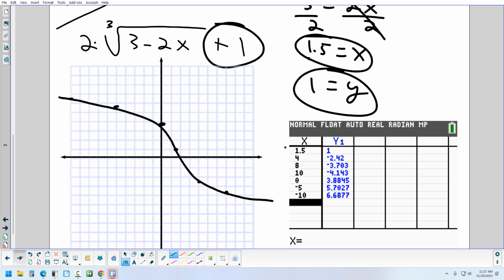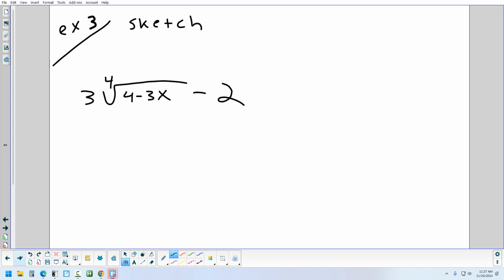Okay, so let's try an even root. So it's 3 times the 4th root of 4 minus 3x minus 2. How many transformations are there, just looking at that one? We're not going to write them out, but if I did ask, how many would you say? 5. There's a horizontal shift, a horizontal stretch, horizontal reflection, vertical stretch, vertical shift. So this one has a lot. It doesn't really complicate graphing it because we use the calculator anyway. So, all right. Does this graph have a start or a center? Start.